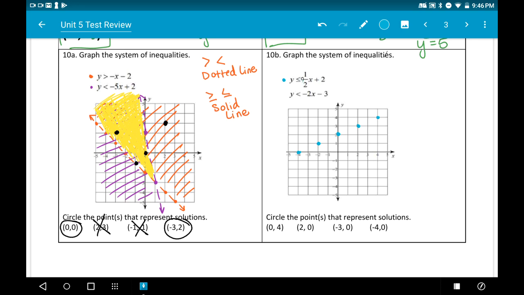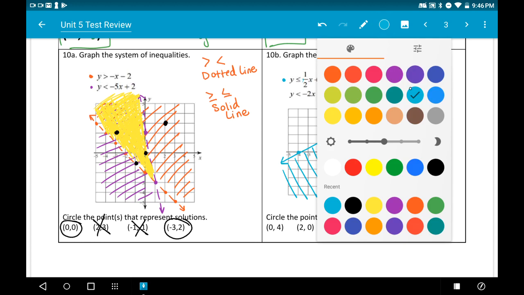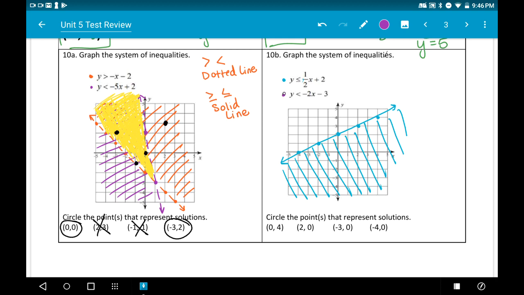Now if we look at this sign, it does have that equal to line underneath it. So this one will be a solid line. And its y is less than, which means we shade below. Next one I'm going to do in purple. Our intercept is at -3. And our slope is -2, which means down 2, right 1, or up 2, left 1.